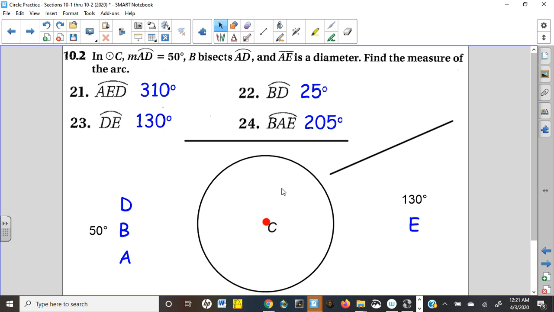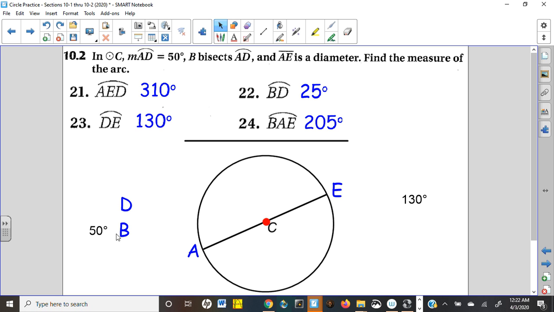This problem's really the same, except they don't give you the picture. You have to kind of create it. So it tells us that circle C has an arc that's 50 degrees, that there's a point that bisects that arc, and that there's a diameter. I would start with the most important thing, that there's a diameter. So here's my diameter. That diameter is called AE. So I'm going to go ahead and label A and an E. So that immediately gives me two semicircles, 180 up here, 180 down here.